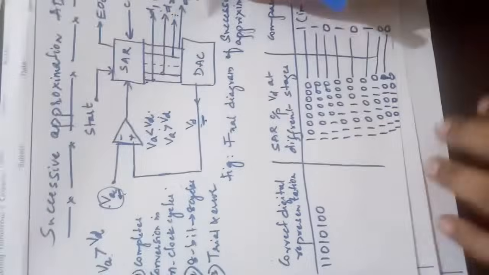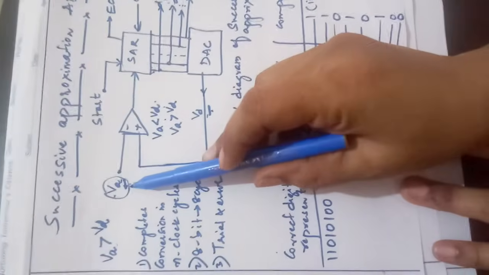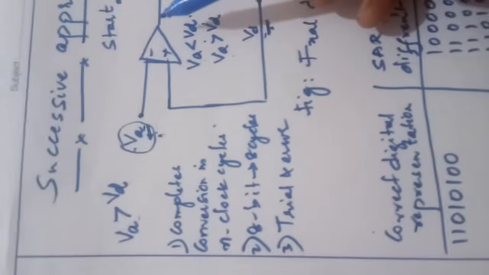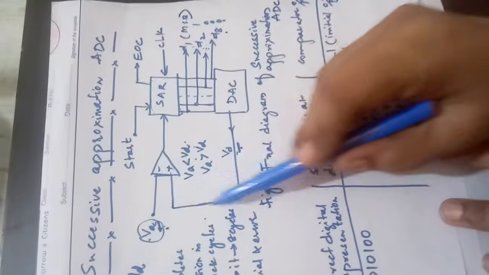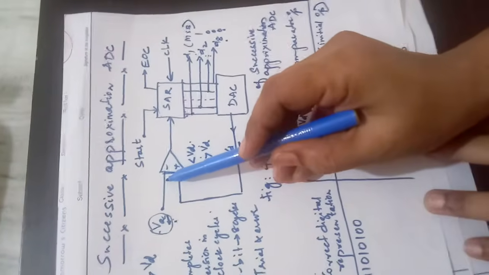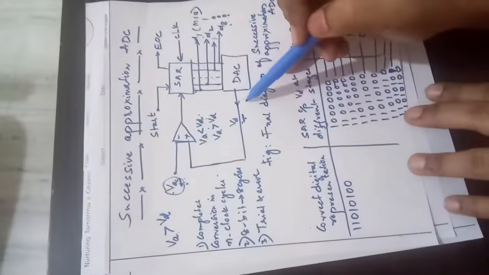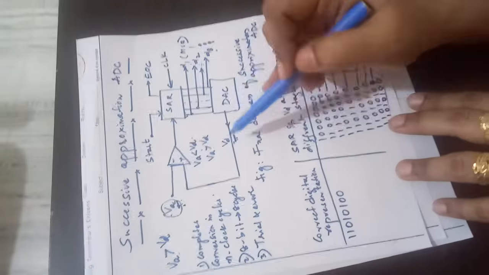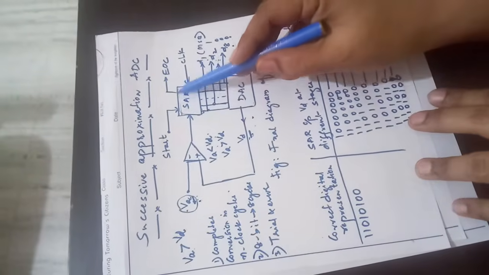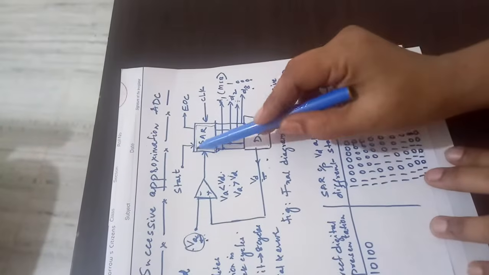For this, we give the analog signal here. This analog signal goes to this comparator. The comparator is going to compare the analog signal with the output of the DAC. If the analog signal is greater than VD, where VD means the output of the DAC, then it is going to give the output to the SAR.